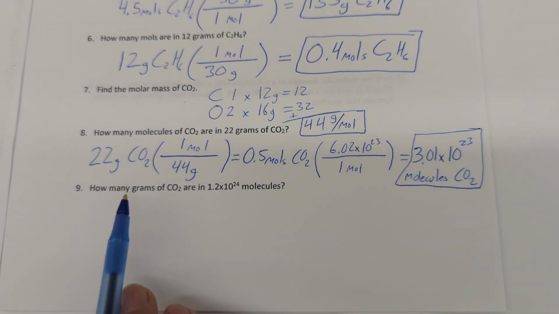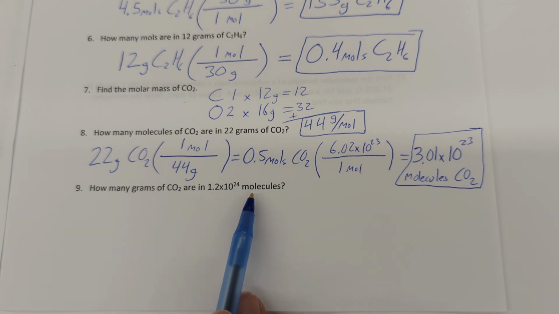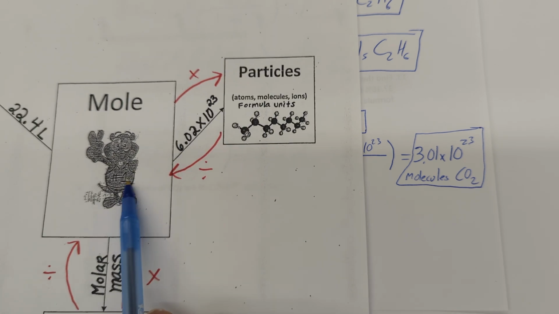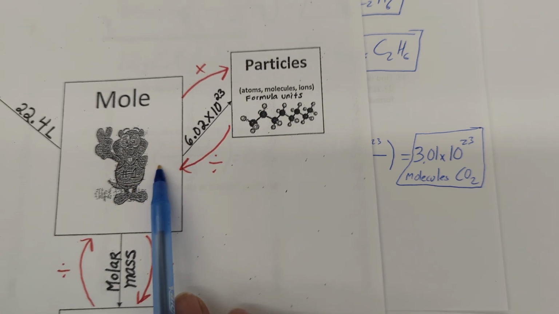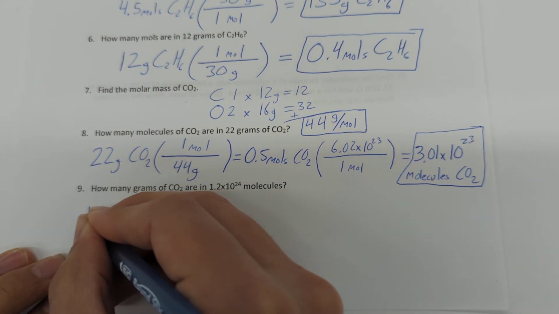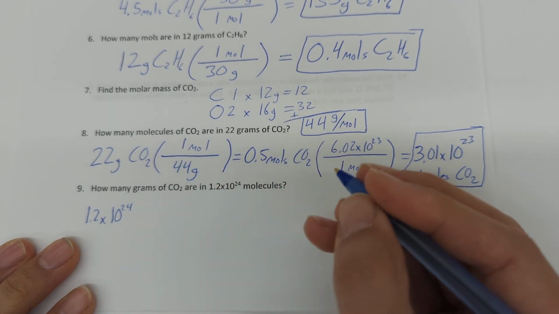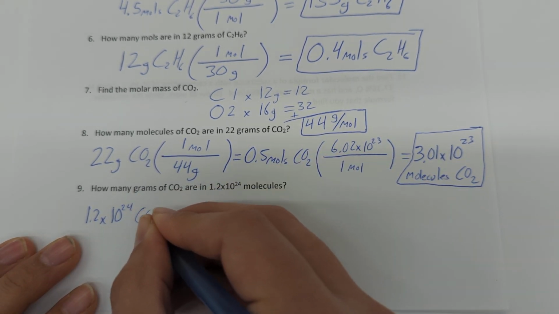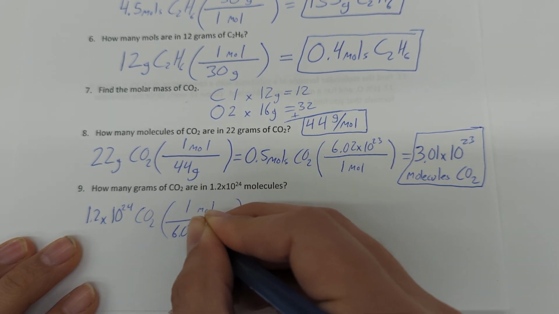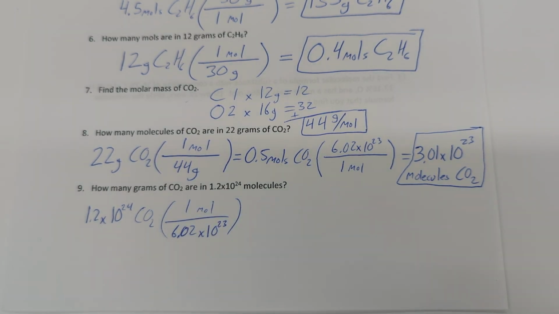All right, and question 9 is the exact opposite. How many grams are in 1.2 times 10 to the 24 molecules? So what we have to do is we are going now from particles to moles. So we've got to divide by Avogadro's number, and then we have to multiply by the molar mass. So let's jump right into that here. 1.2 times 10 to the 24 molecules of CO2. And we got to get moles, and we know 1 mole is equal to 6.02 times 10 to the 23rd.